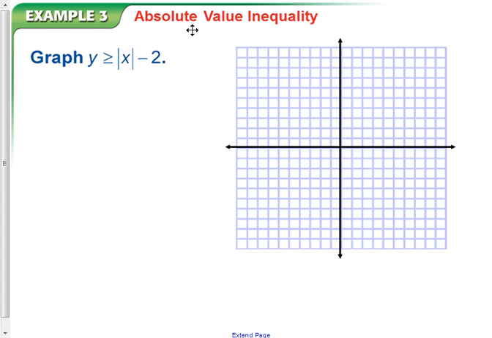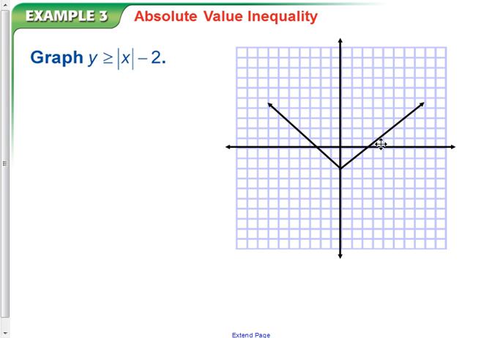So let's first start by imagining what the parent function looks like. So recall that the parent function looks like this. And now again, this negative 2 is going to take the graph and move it down 2. So this is a graph that you need to draw.